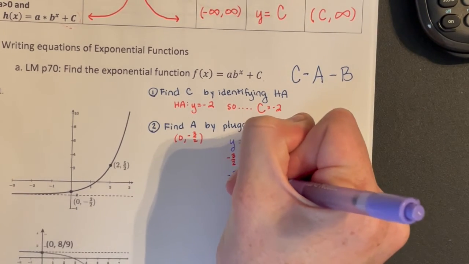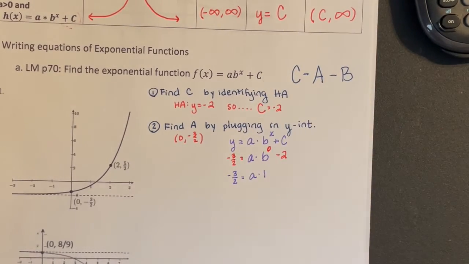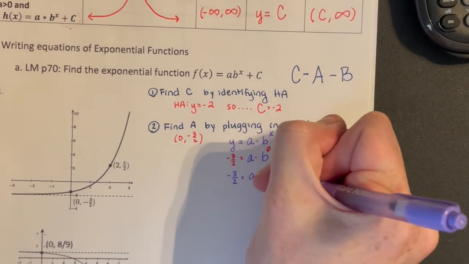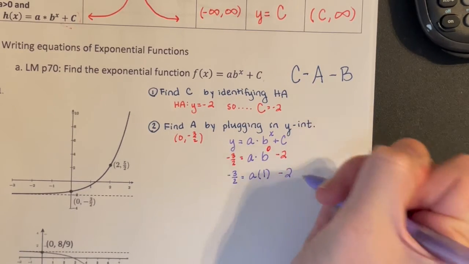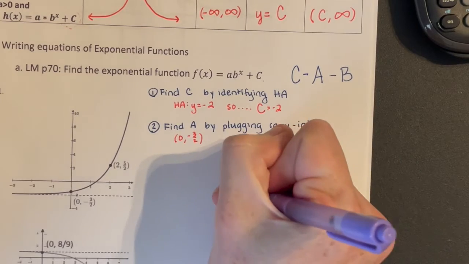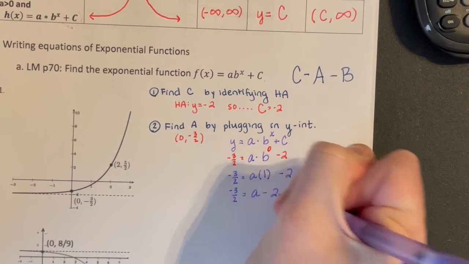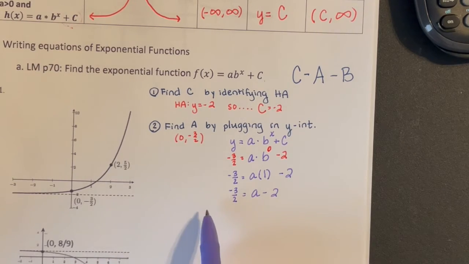I know that b to the 0 power is just 1. And 1 times anything is just going to stay a. So we're left with really -3/2 equals a minus 2. I want to add 2 to the other side.